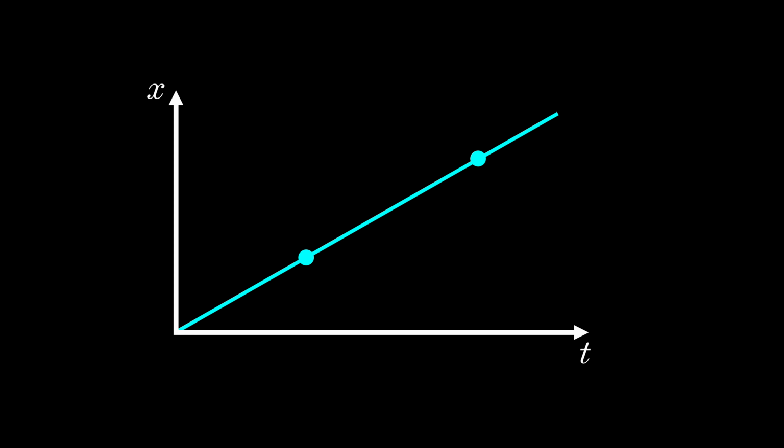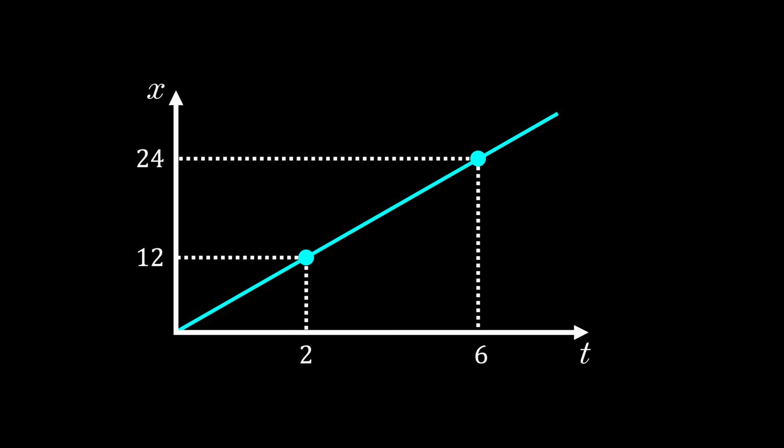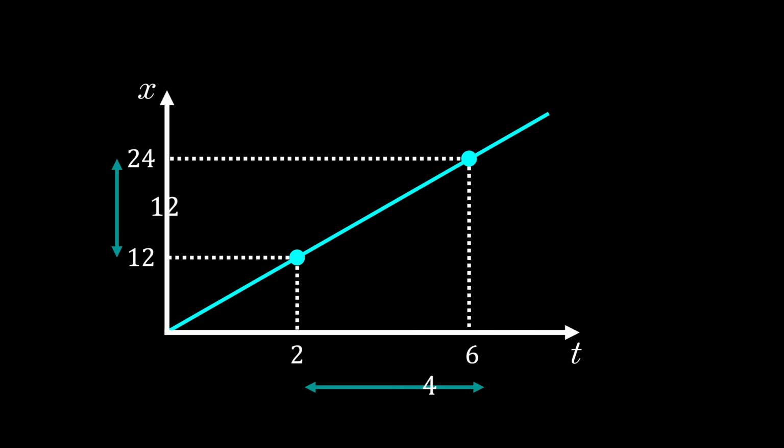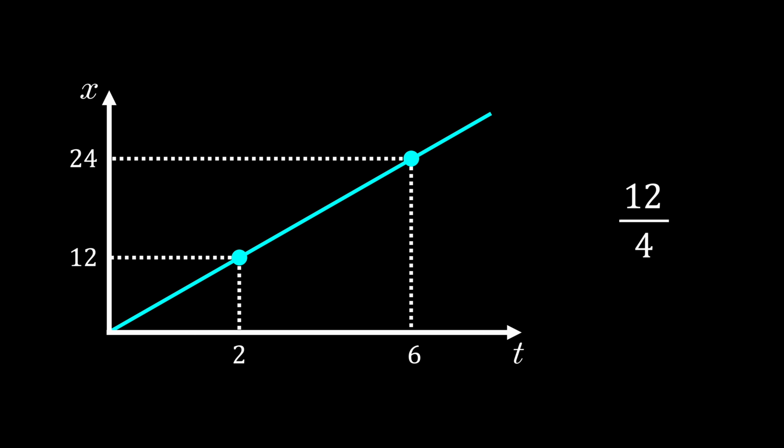For example, let's look between t equals 2 seconds and t equals 6 seconds. Suppose the displacement changes from 12 meters to 24 meters. That means we travel 12 meters in 4 seconds. To find the velocity from this, we do 12 divided by 4, which equals 3. But the important point here is not the specific number.